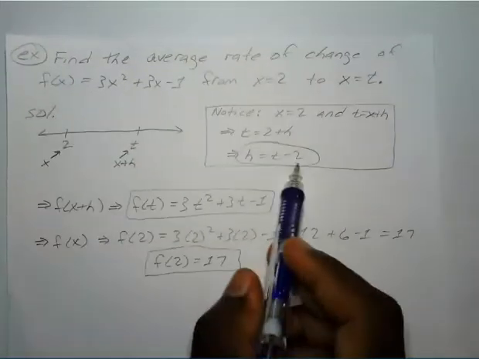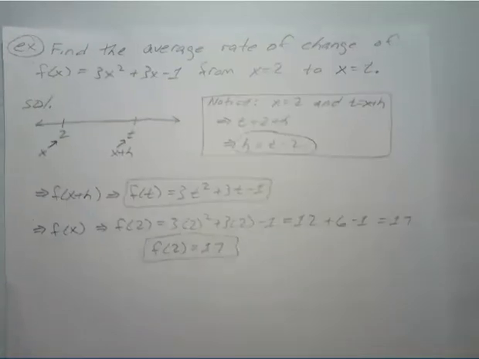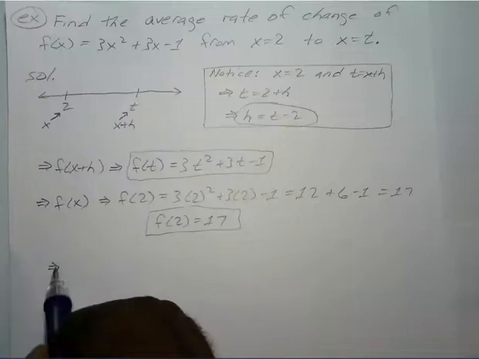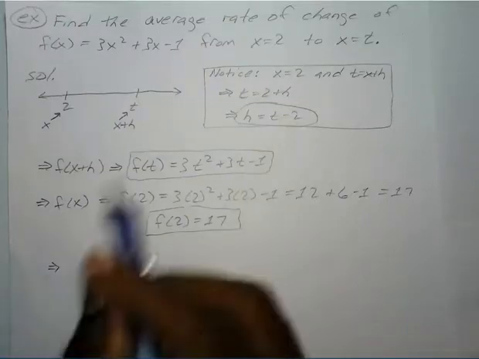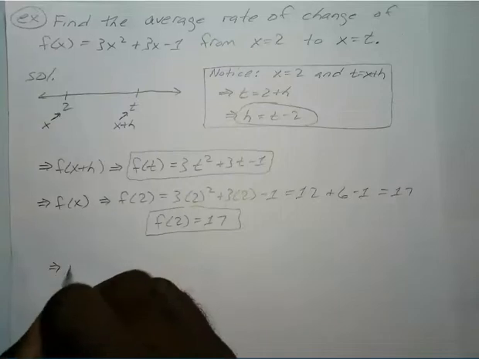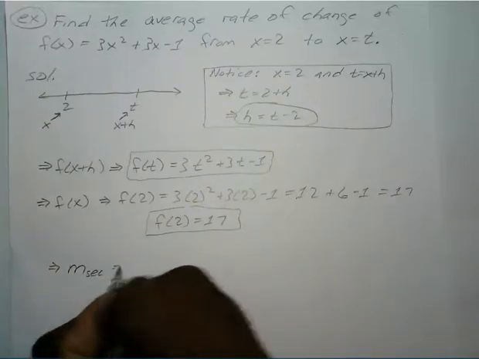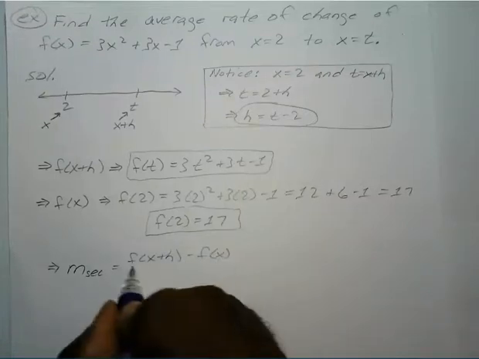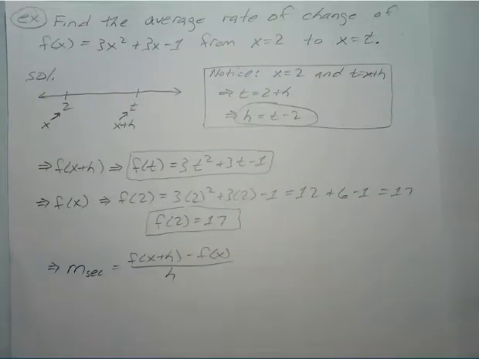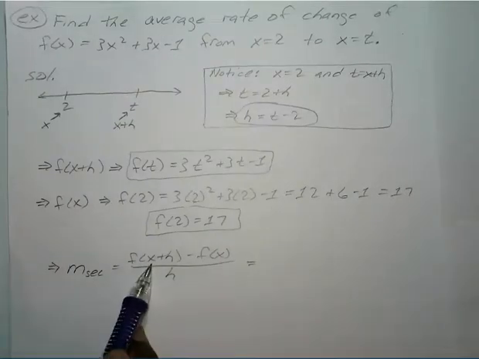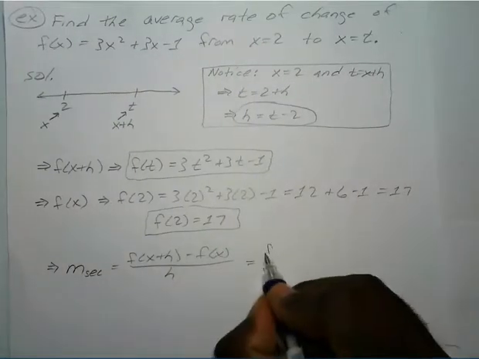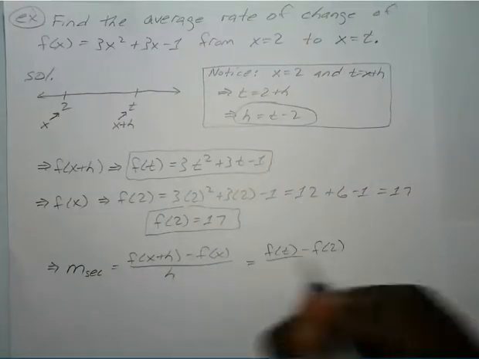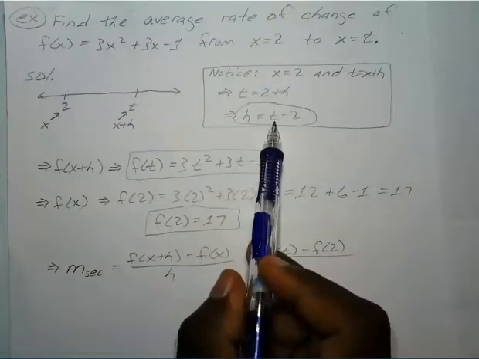Okay, so we have our h, our f of x plus h, and our f of x. So now, we go ahead and use our slope of the secant line formula to find our average rate of change. So slope of the secant line, remember that's f of x plus h minus f of x over h. We know our f of x plus h, that's f of t, minus our f of 2, all over our h, which is t minus 2.